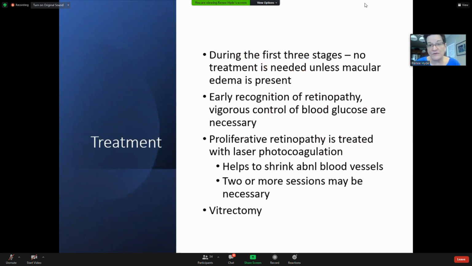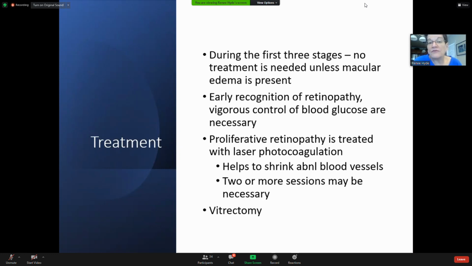Well, during the first 3 stages, we don't really treat unless they have macular edema, okay? So what we want them to do, even though we're not going to treat in that first 3 stages, is to get those exams done and to control that blood sugar. And hopefully we can delay that proliferative stage.